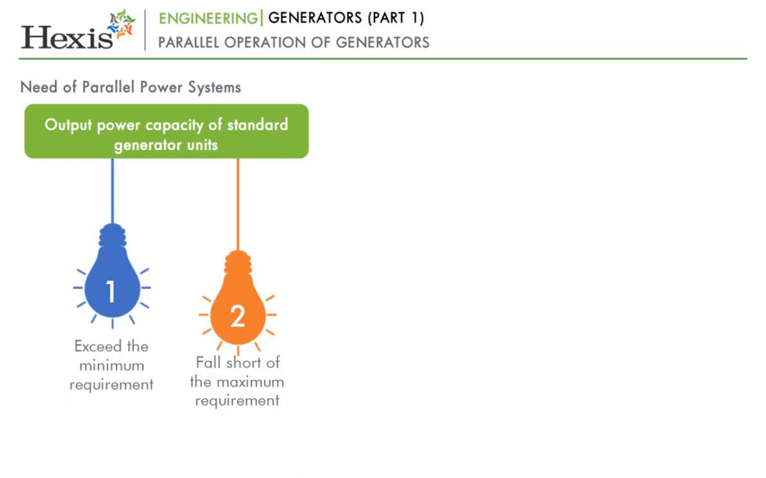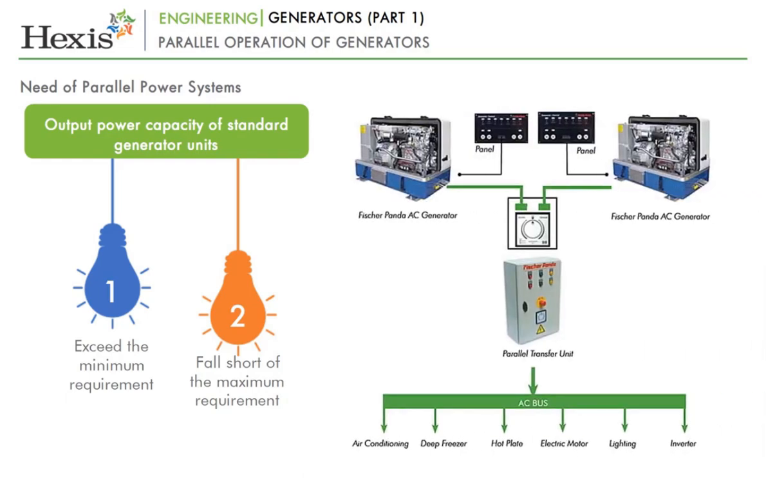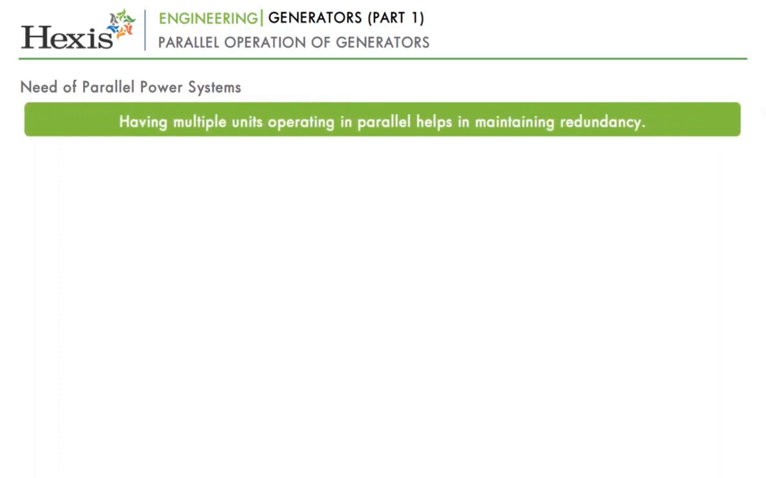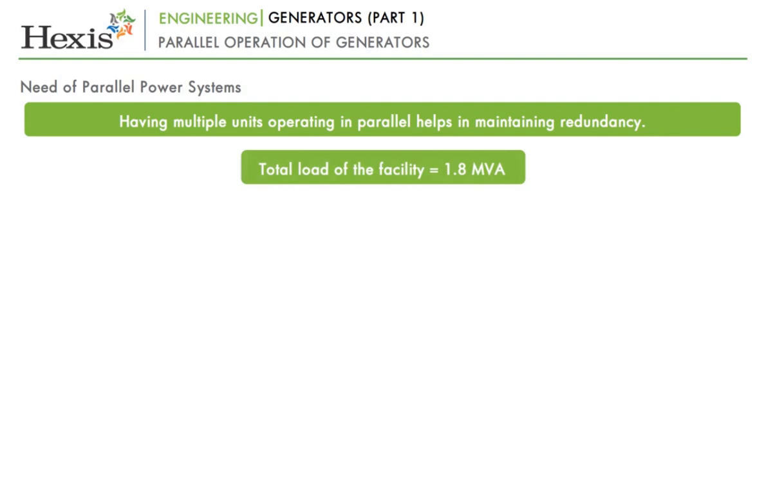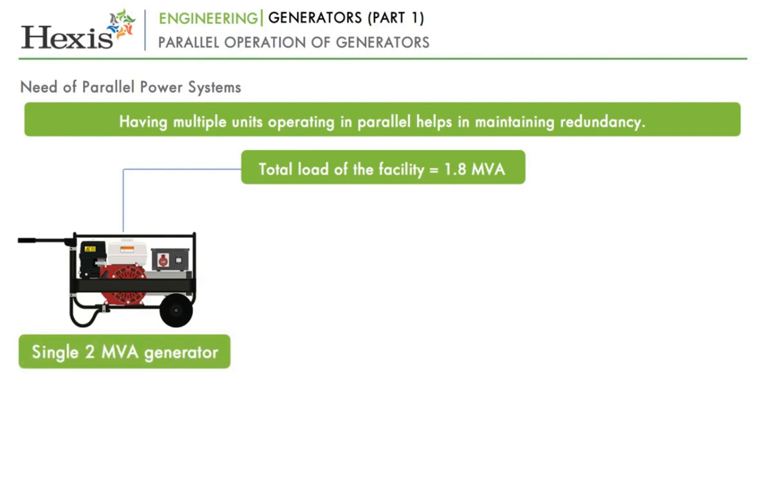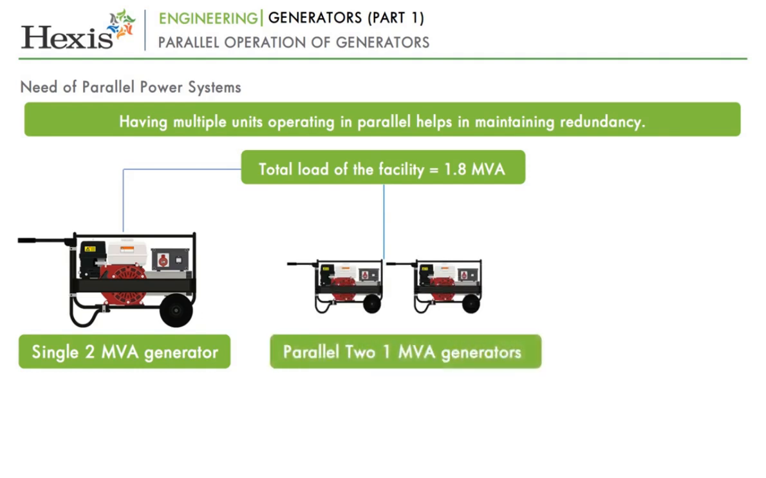This is one area where paralleling of generators serves the purpose. Having multiple units operating in parallel also addresses the requirement of redundancy, that is, having a spare unit. For example, if the total load of the facility is 1.8 megavolt ampere, one can either go for a single 2 megavolt ampere generator or two 1 megavolt ampere generators and run them in parallel. In the first case, the single DG needs to run continually, irrespective of the load requirement. If it fails, the facility operations will shut down.